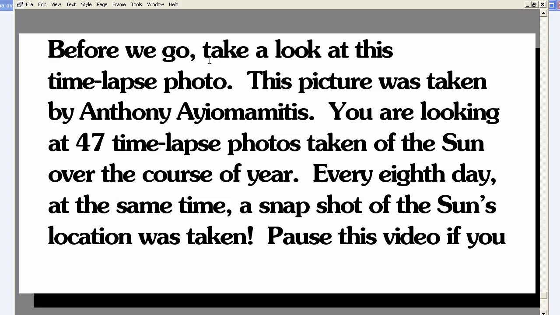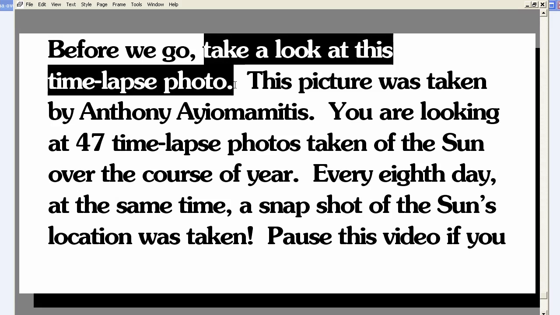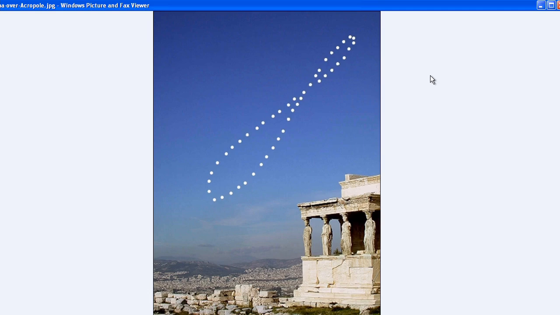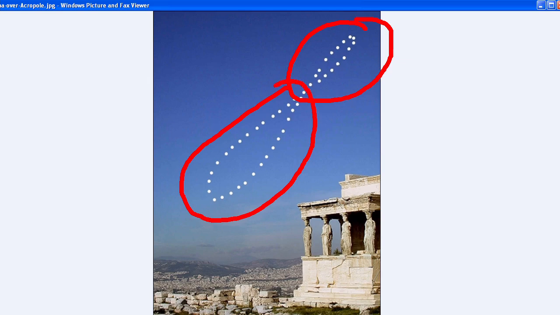Now, before we go, we're just about out of time, take a look at this time-lapse photo. This picture was taken by Anthony Ayamatis. You are looking at 47 time-lapse photos of the sun over the course of a year. Every 8th day at the same time each day, Anthony took a snapshot of the sun. Now pause this video if you want to study this picture for a couple of minutes. This is amazing photographic work.